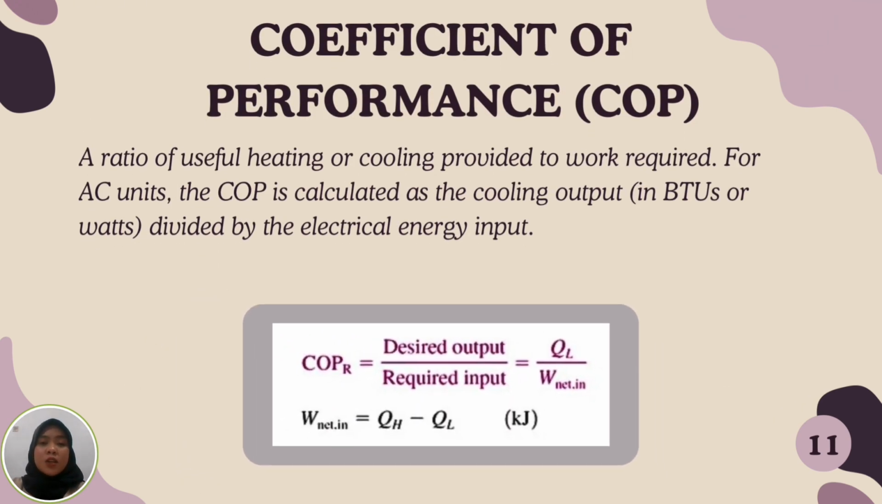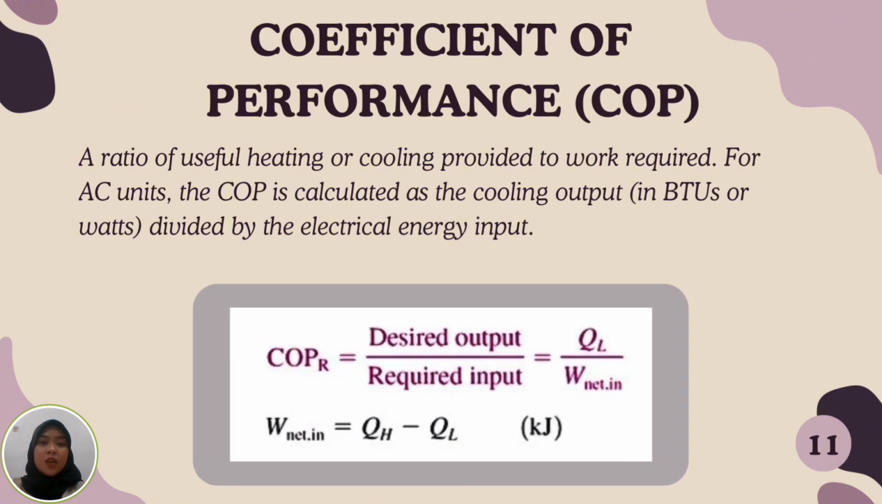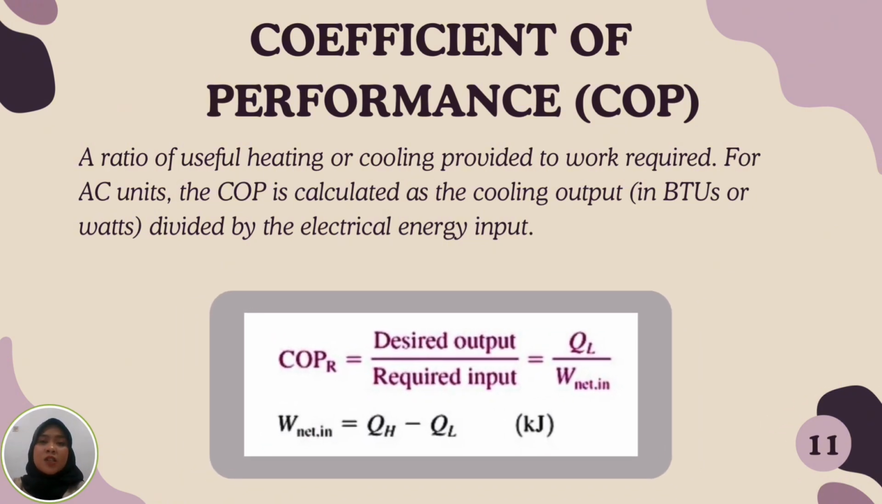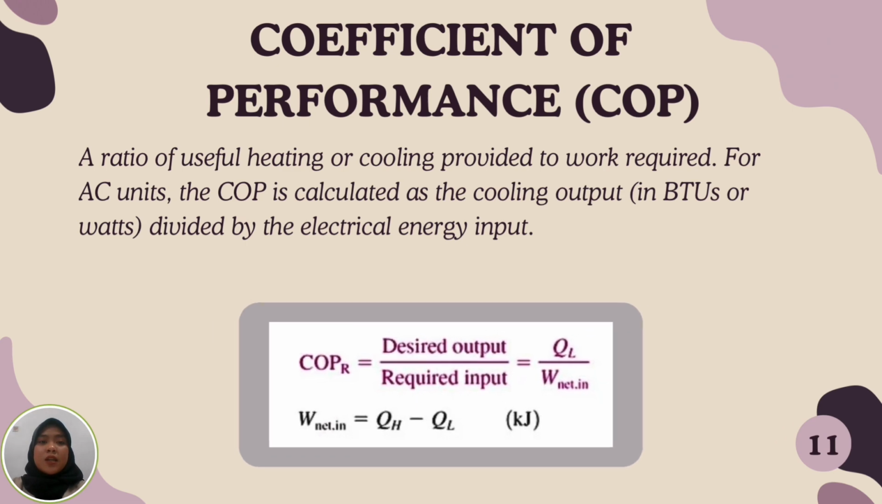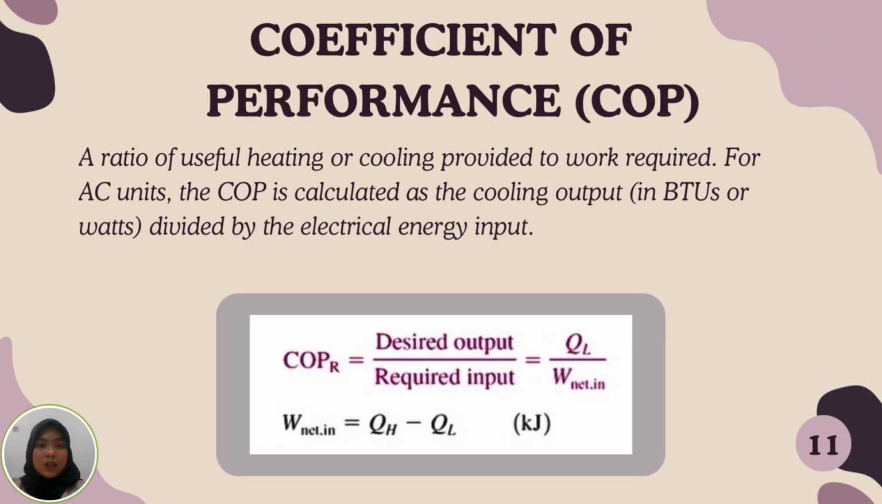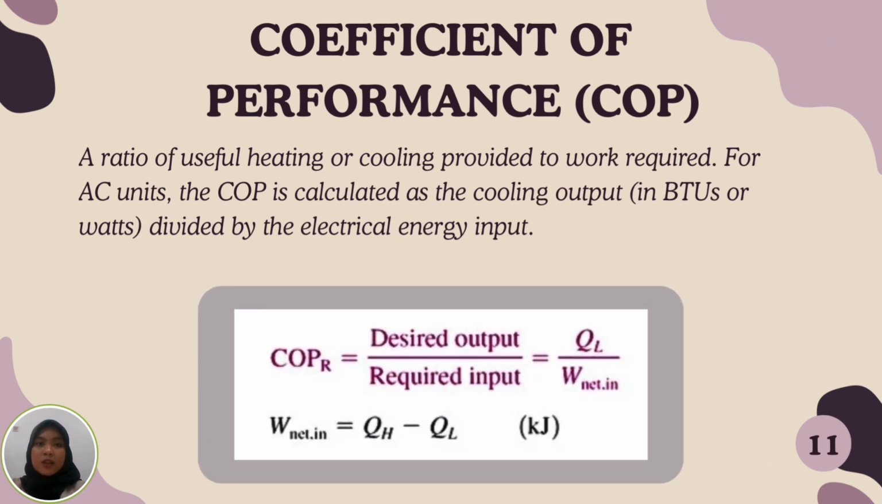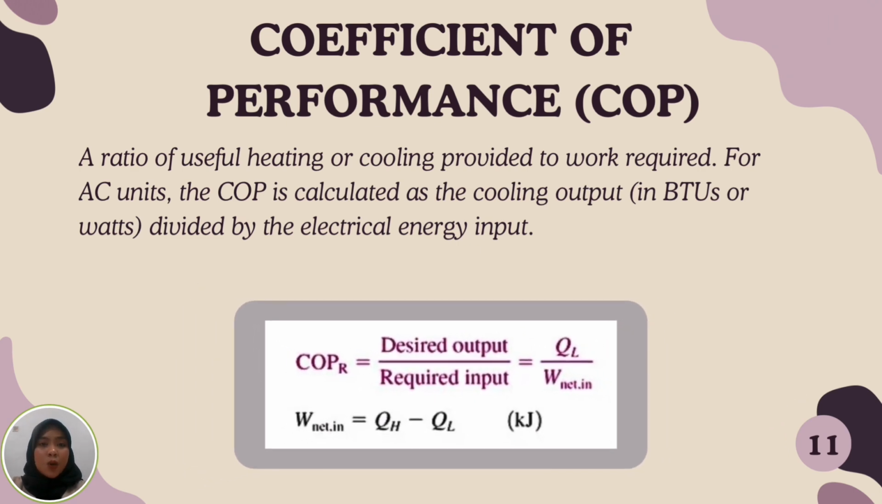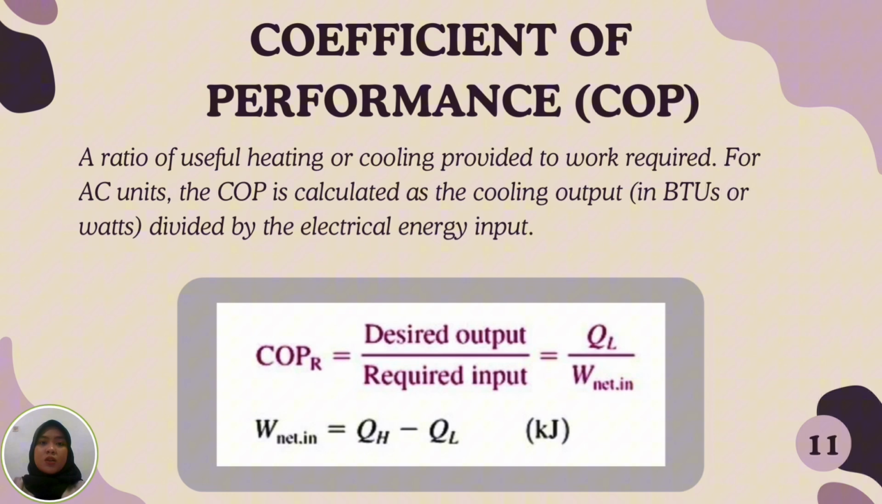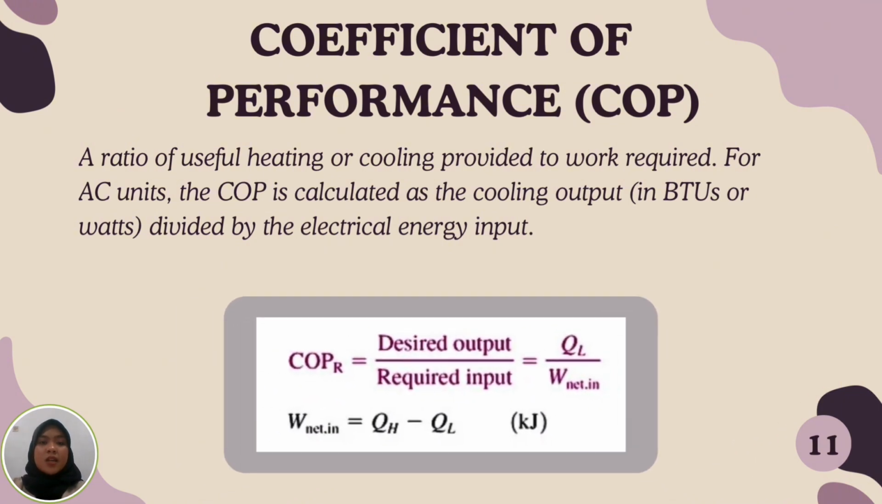This is the formula used for application of air conditioners. This is the coefficient of performance, COP. COP is a ratio of useful heating or cooling provided to work required. For AC units, the COP is calculated as the cooling output in BTUs or watts divided by the electrical energy input.